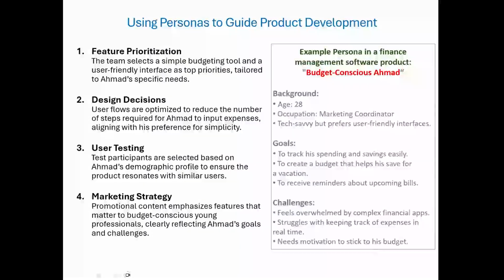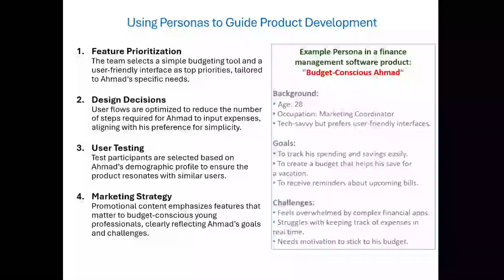to his budget. So once we have defined a persona like this, we don't just leave it as a document. We actually use it to guide real design and development decisions. This slide walks us through exactly how that happens. So we have the first step, feature prioritization. Knowing Ahmed's goals and challenges, the team decides to prioritize a simple budgeting tool that doesn't overwhelm users, or a user-friendly interface that aligns with Ahmed's preference for ease of use.